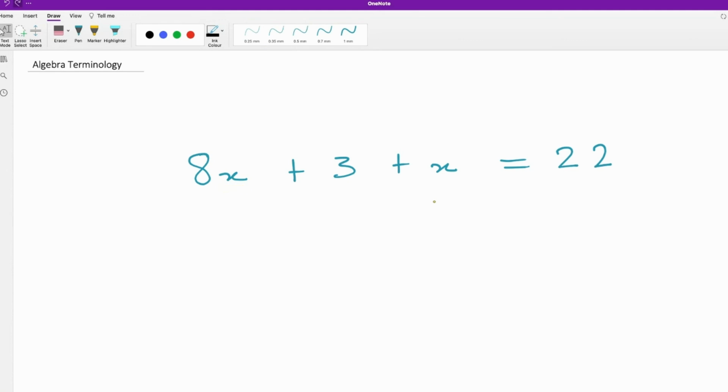After this, let's have a look at what is our coefficient. Now, our coefficient is the number that is in front of the pronumeral. In this case, 8. Finally, let's have a look at what all the individual terms are. We have 8x as a term, 3 as a term, x as a term, and 22 as a term. And that is the overall breakdown of how to look at algebra and its terminology.